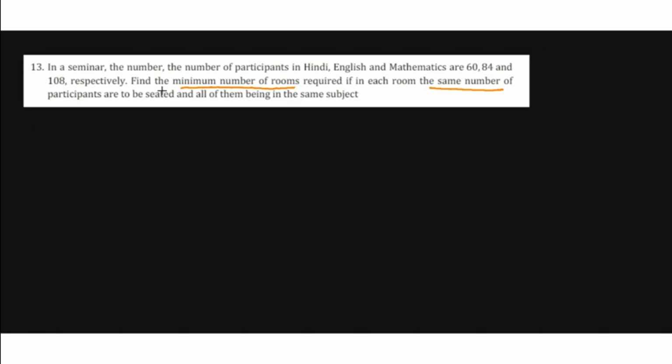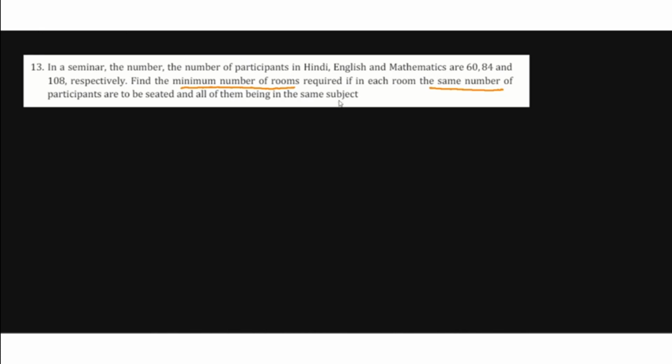In a seminar, the number of participants in Hindi, English and Mathematics are 60, 84 and 108 respectively. Find the minimum number of rooms required if in each room the same number of participants are to be seated and all of them being in the same subject.